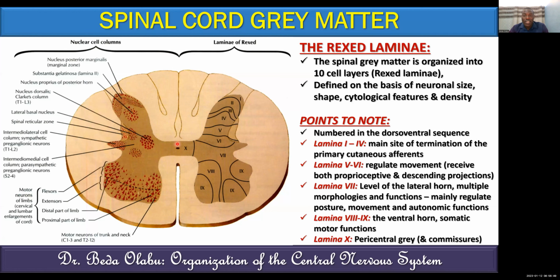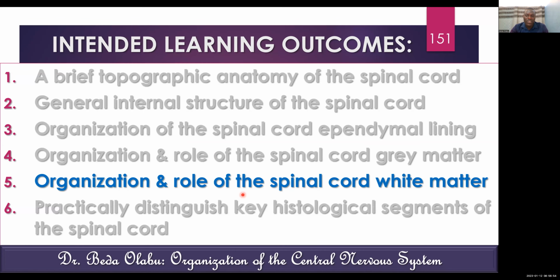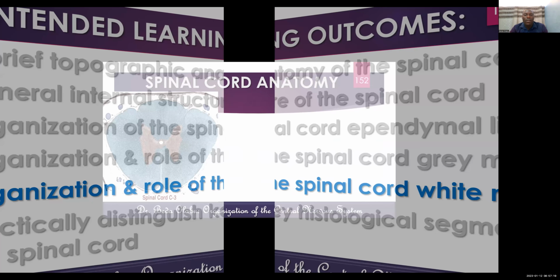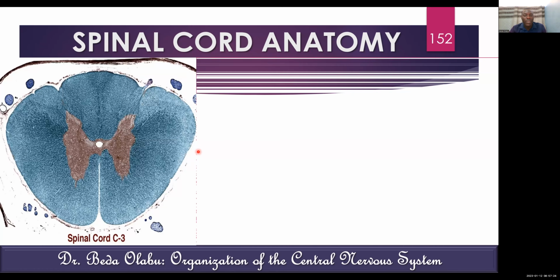All right, so that is the organization of the spinal cord gray matter. Now let's talk about the organization of the spinal cord white matter. I'll not talk much on it, largely because it involves the understanding of what we call tractology, pathways. I believe there's a better lecture to highlight the spinal cord tracts, multiple lectures for that matter, ascending and descending tracts. So I'll just say something brief.